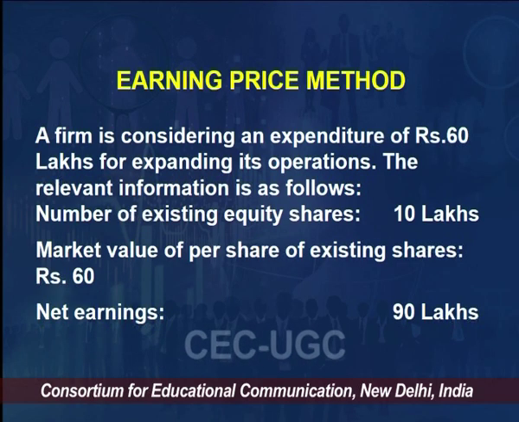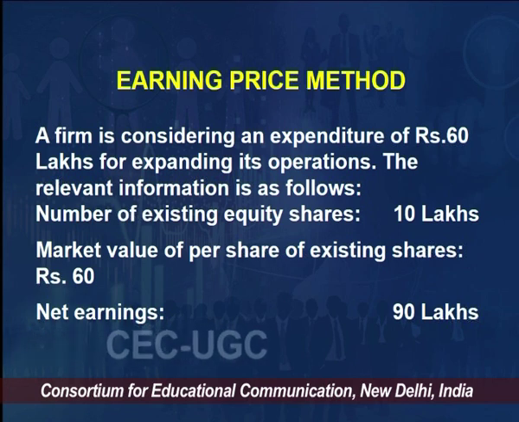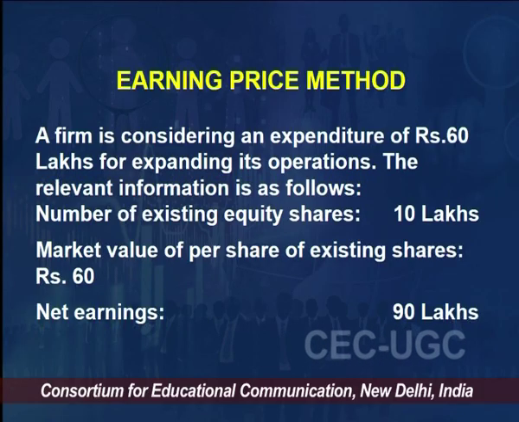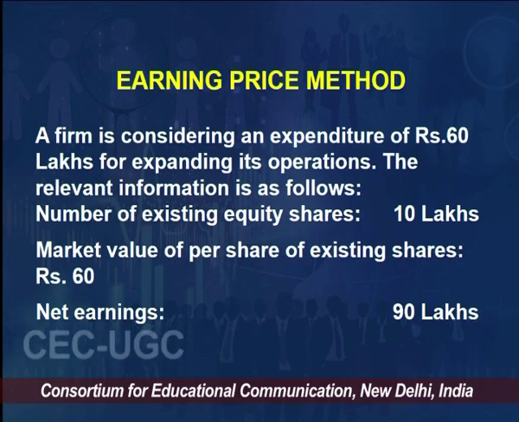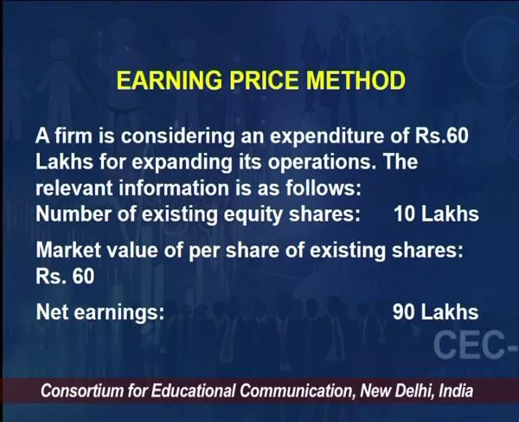So existing shares are how much? If you read carefully, the company wants to invest in something where it requires 60 lakh rupees in total, and the number of shares the company currently has is 10 lakhs, right. The market price of each share is 60 and net earnings for the company are 90 lakhs in total. And how much is the number of shares? 10 lakhs. It means the company is earning 9 rupees per share. So 90 lakh divided by 10 lakh existing shares, right. So it becomes 9. And how much is the market price? 60.